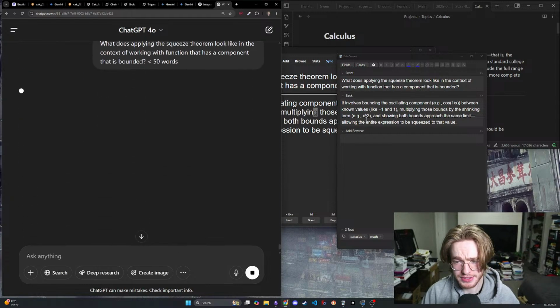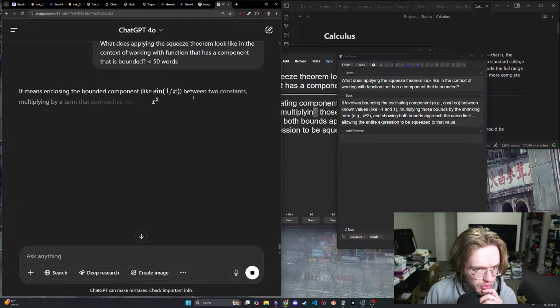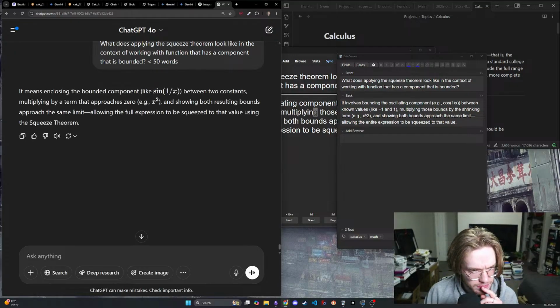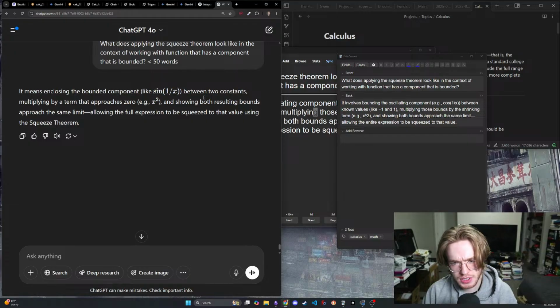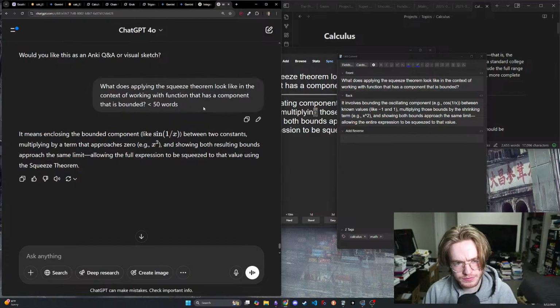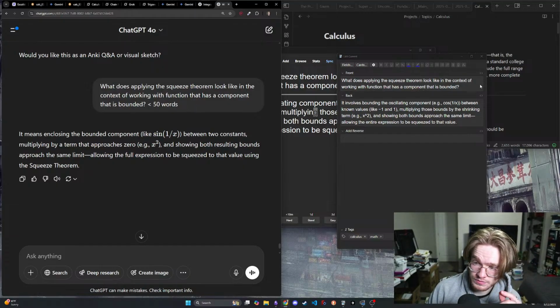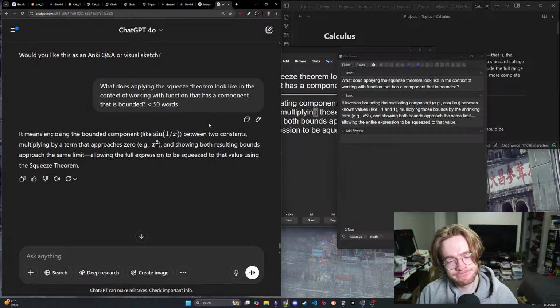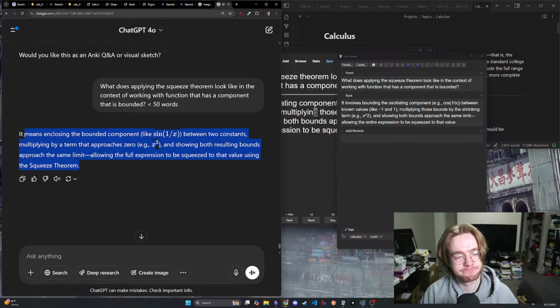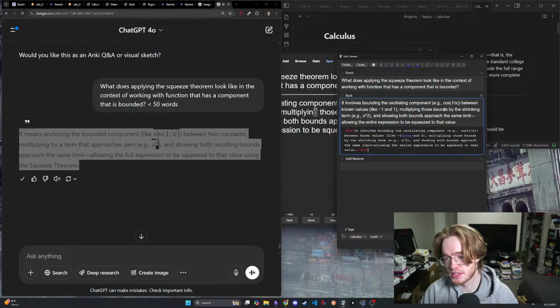Let's see if we get a better answer this time because of the context that we've had previously. It means enclosing the bounded component between two constants, multiplying by a term that approaches 0, and showing both resulting bounds approach the same limit. Okay, I think this is preferable.